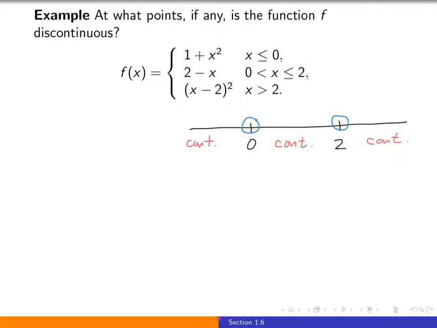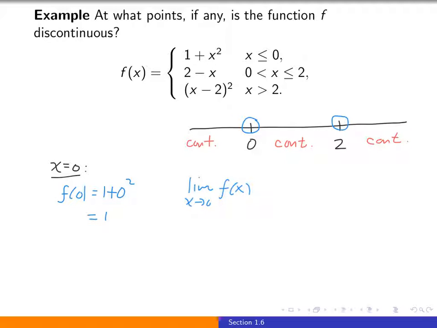And by connecting points, I mean where the piecewise defined function changes from one function, say 1 plus x squared, to 2 minus x at 0, and then similarly at 2. So let's see what happens at x equals 0. In order for the function to be continuous, we need to know what is the function value and what is the limit as x approaches 0 of the function.